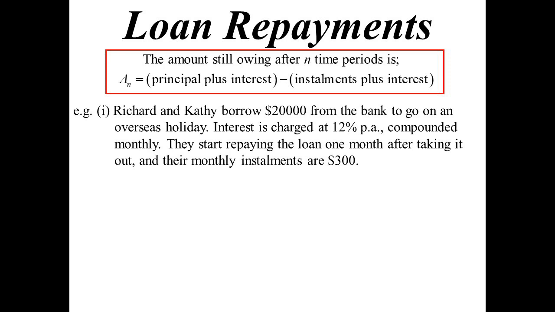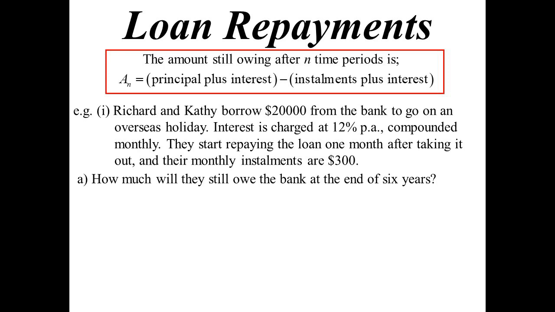Okay. Richard and Kathy, they're going to borrow $20,000 from a bank to go on a holiday. Not a bad holiday, $20,000. Interest is charged at 12%. I must have written this example a very long time ago, because if you're being charged 12% at the moment, find another bank. They start repaying the loan 1 month after taking it out, and their monthly installments are $300. How much will they still owe the bank at the end of 6 years?